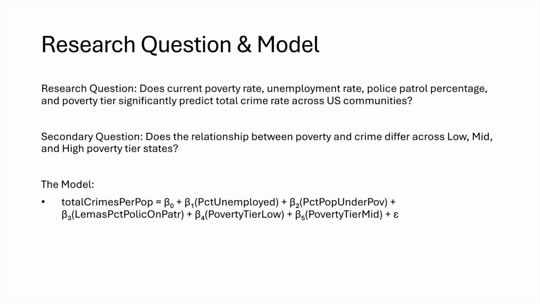So some quick things to note about the model. Beta 0 is just our intercept and represents the baseline crime rate for high poverty tier states, since high is our reference category. And each beta coefficient tells us the effect of that predictor on crime while holding everything else constant.